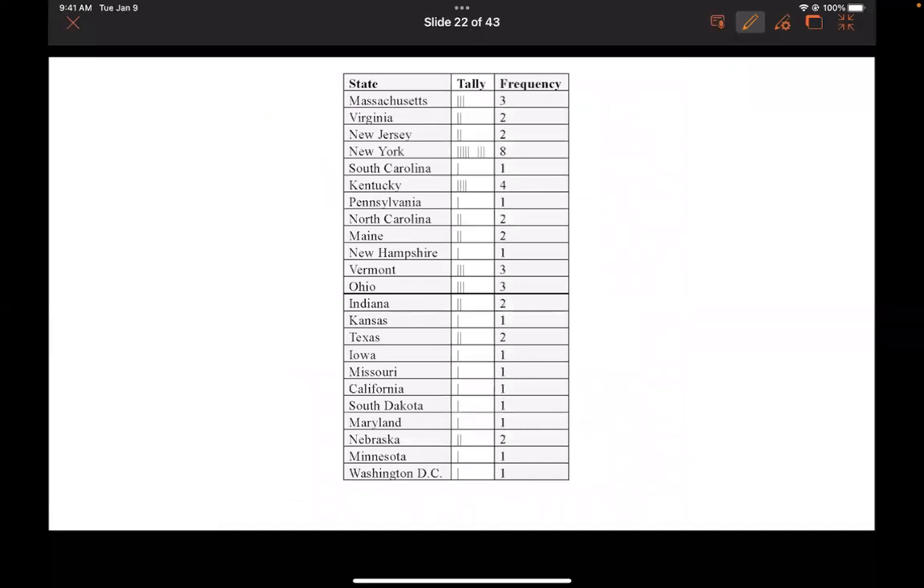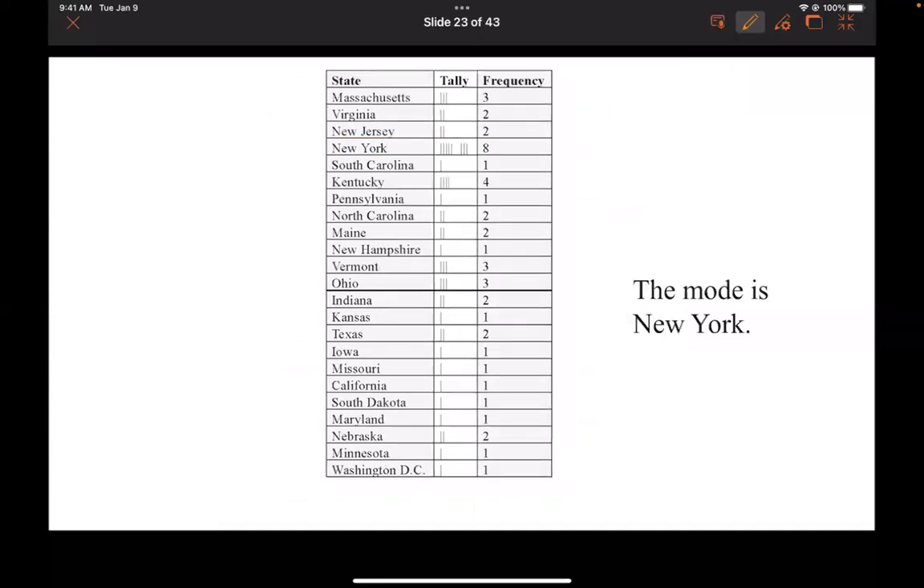Here is my frequency table, and I just put tally marks, and we can see that the one that shows up most is New York. The rest of them, none of them even come close. So our mode here is New York. Nothing else comes close to New York. So that's it. That's how exciting the mode is. I know you all were hoping for some grand excitement, but this is what we got.